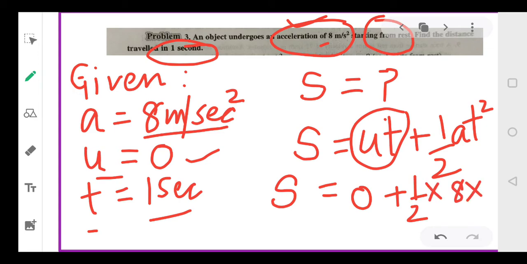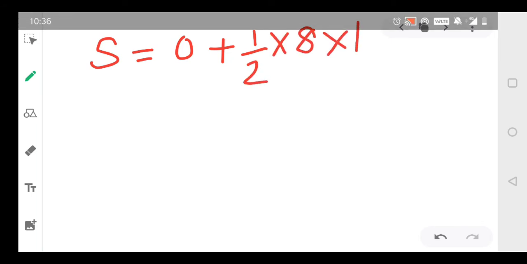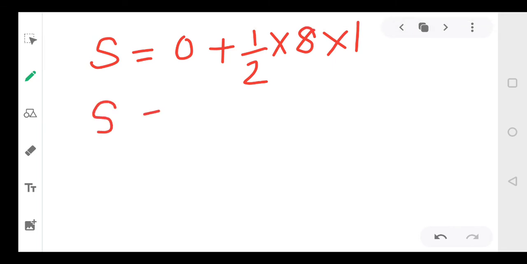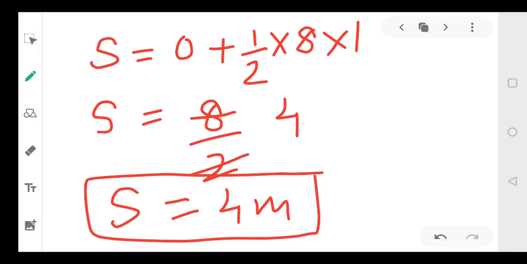T is 1. Let's go to the next slide. So S is equal to 0 plus half into 8 into 1. So S becomes equal to 8 upon 2. So distance is 4 meters. Distance is 4 meters, right? I hope you liked it. It was very easy, isn't it?